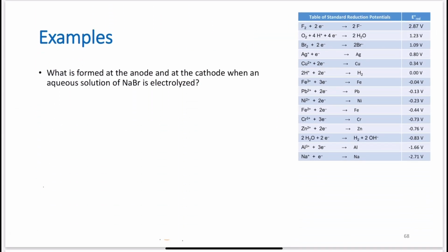Let's look at this example. Similar example, sodium bromide. What is formed at the anode and at the cathode when an aqueous solution of sodium bromide is electrolyzed? It's not specifying conditions here. If we are under specific pH conditions, it can change things a little bit. Like a pH of 7 has a slightly different reduction potential than what's shown here for water. If it's not under standard conditions, these things can change. It's not specifying that it's under standard conditions, but it's not saying it's not. So we are assuming it's under standard conditions.